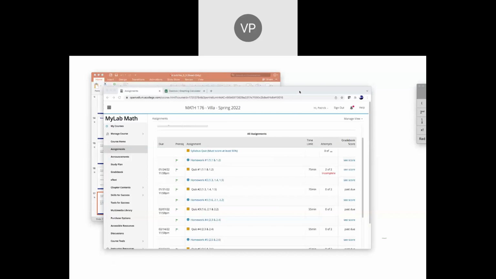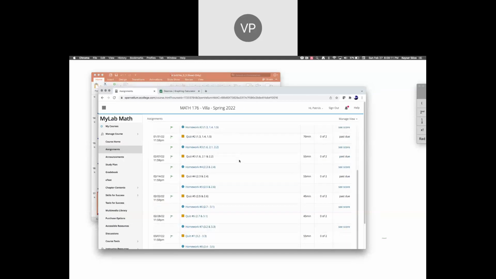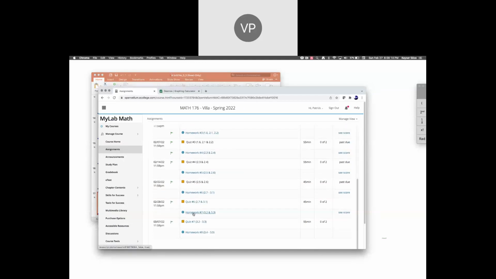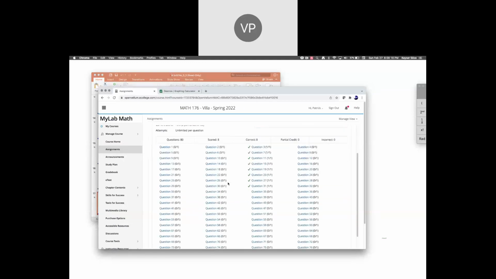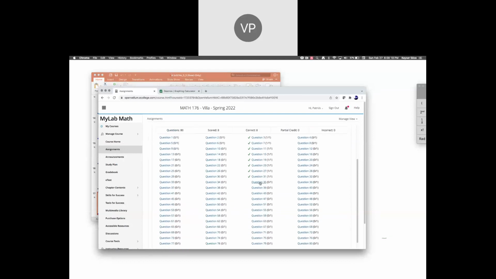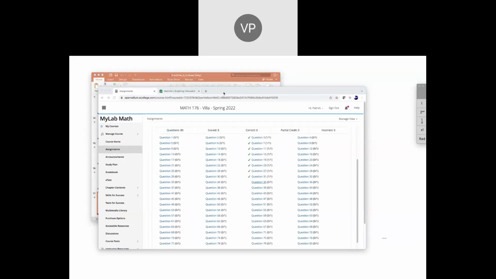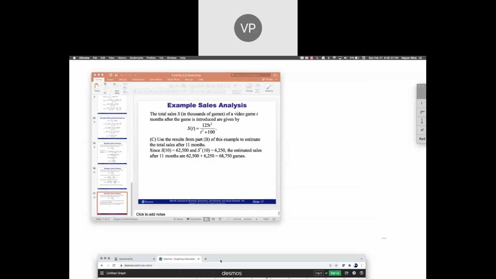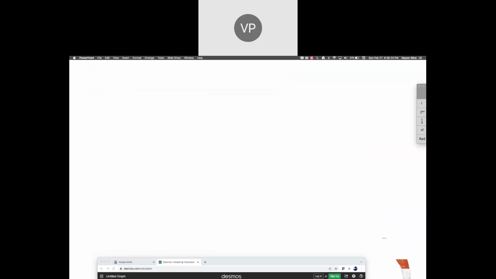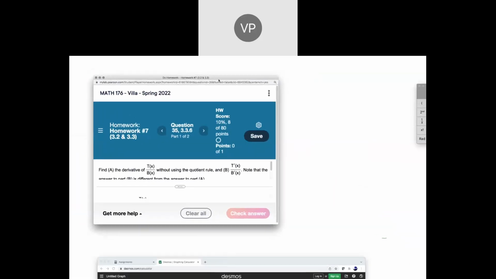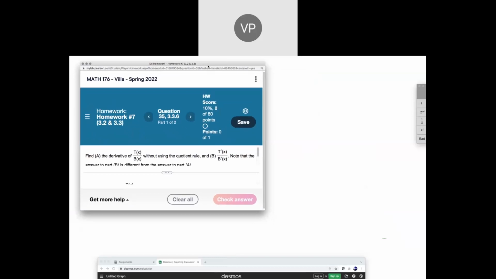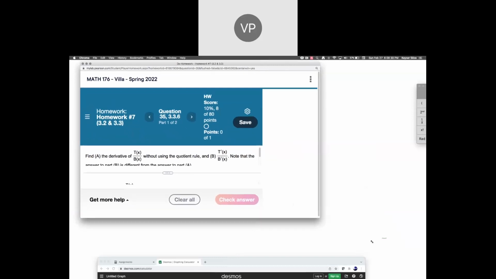Okay, so let's get to some homework here. We're in the second half of homework number 7 here. So remember we had a number of questions left. Let's just go right to 35 and you'll see how these things look. All right, here is number 35.